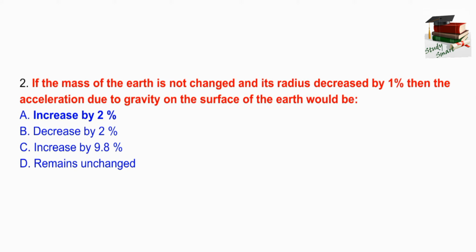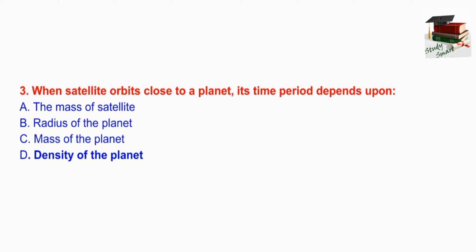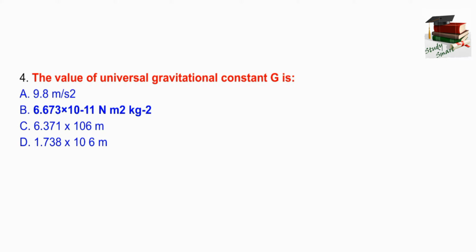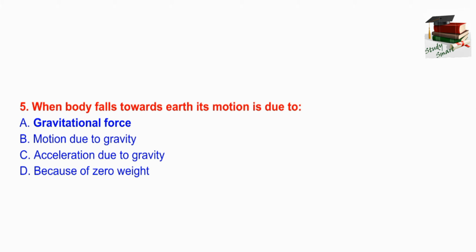Next question, if the mass of earth is not changed and its radius decreased by 1%, then the acceleration due to gravity on the surface of the earth would be increased by 2%. Next question, when a satellite orbits close to a planet, its time period depends upon the density of the planet. Next question, the value of universal gravitational constant G is 6.673 times 10 to the power minus 11 Newton meter square kg minus 2. Next question, when a body falls toward earth, its motion is due to gravitational force.